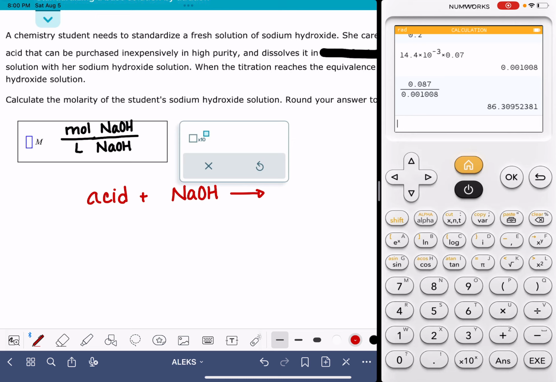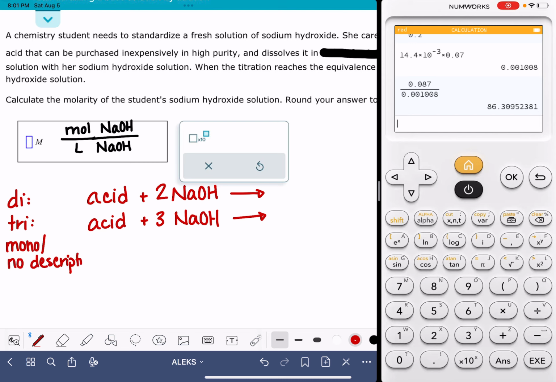in the titration. Now, if we have a diprotic acid, which I do, I'm just going to write di, the diprotic, which is the prefix for 2, means that that acid reacts with 2 molecules of NaOH. If you have an ALEKS problem that says that it's a triprotic acid, tri being the prefix for 3, that means that the acid reacts with 3 molecules of NaOH. And if you have a monoprotic acid, or if ALEKS just doesn't describe it at all, then we're going to assume that that means that it's a monoprotic acid and it reacts with 1 equivalent of NaOH.